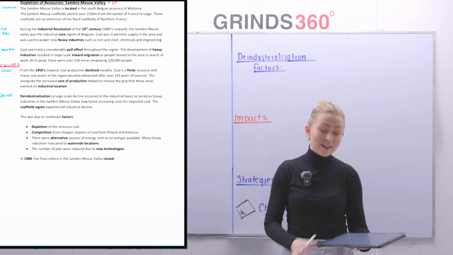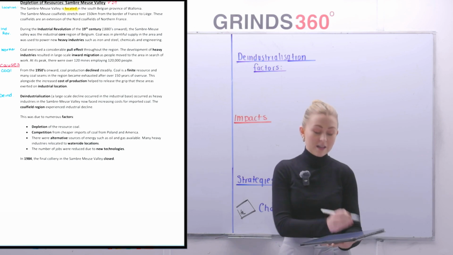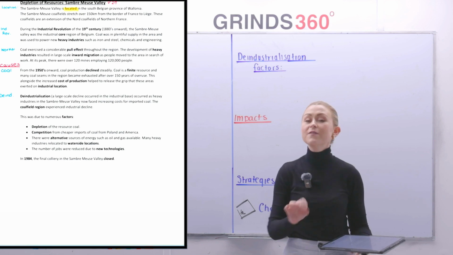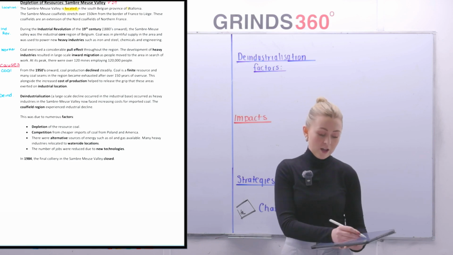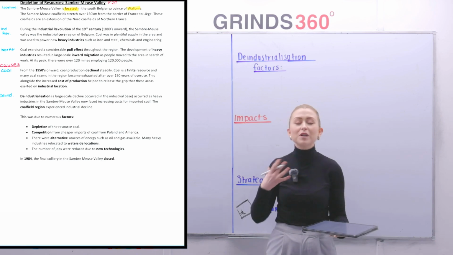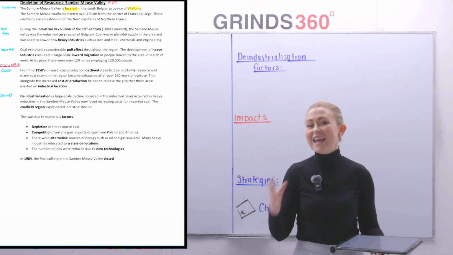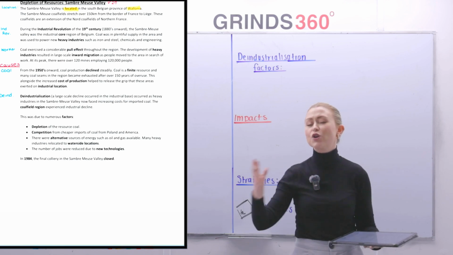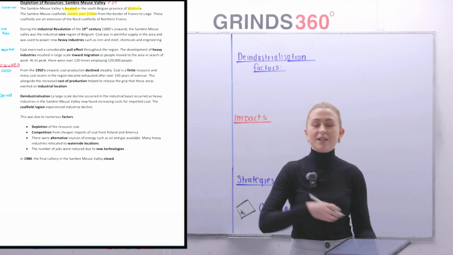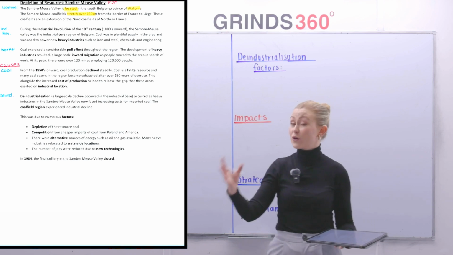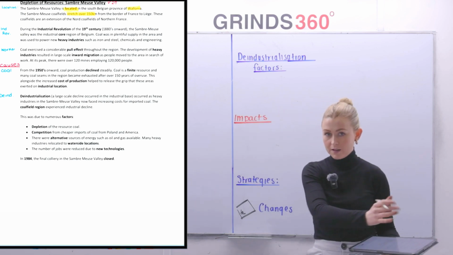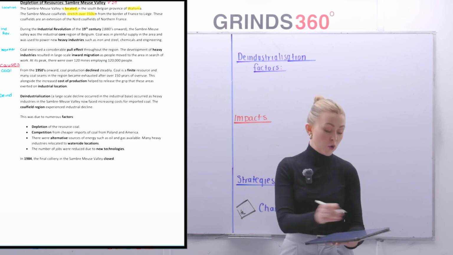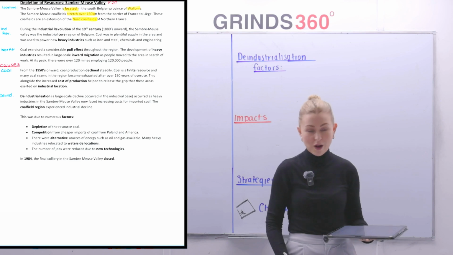Now, the Sambre-Meuse Valley is, highlight the word, located. It's located in southern Belgium, in the province of, highlight for me, Wallonia. You'll recognise Wallonia because Wallonia and Flanders we would have spoken about as our language region in our cultural regions essay. The Sambre-Meuse Valley, highlight the word, stretches over 150 kilometres, from the border of France to Liège. It is an extension of the North Coalfields in northern France.